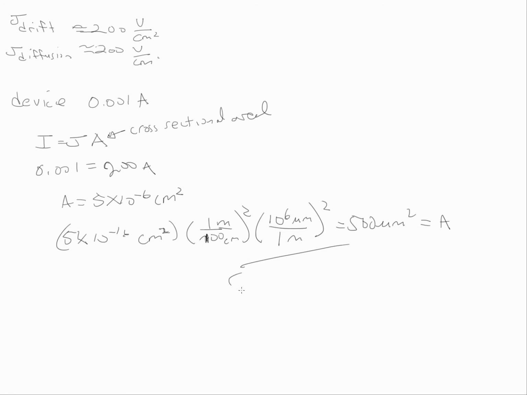And so if we represented this by a little circle, that would be the cross-sectional area here. And the area for a circle is pi r squared. So if we put in 500 square micrometers equals pi times r squared, then r is going to be equal to 12.6 micrometers. So the radius is very tiny, 12.6 micrometers. So we're talking about very small devices that semiconductors are.